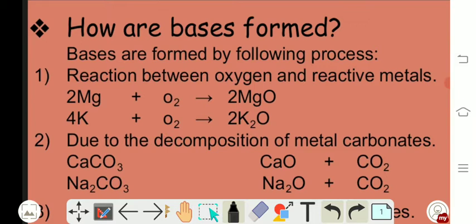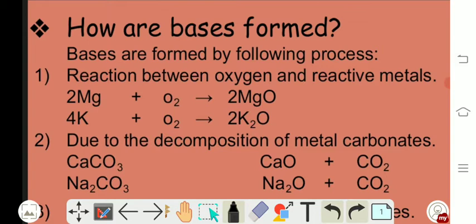Similarly, potassium is a highly reactive metal. When potassium combines with oxygen, then potassium oxide is formed. The definition of base is metal oxide or metal hydroxide. Potassium is metal, and O is oxide, so potassium oxide is base. This is how base is formed.